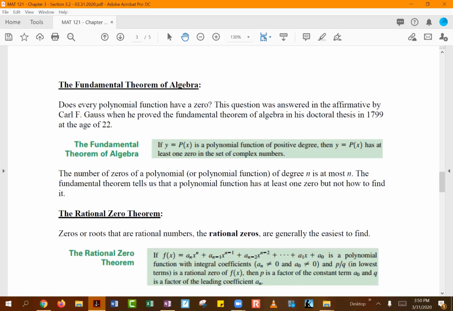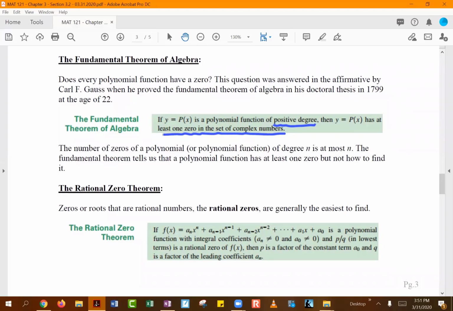So your basic fundamental theorem of algebra is saying if your polynomial function has a positive degree, then that polynomial function will have at least 1 zero in the set of complex numbers. Now, when they're saying in the set of complex numbers, they're actually also including imaginary numbers in there. So they are saying that the zero that you find for your polynomial function could be a real number, but it could also be an imaginary number. And you will see that as we look at more examples as we move forward in this section and this chapter. Okay? And here's a neat fact.